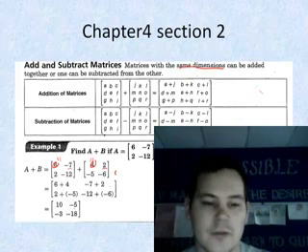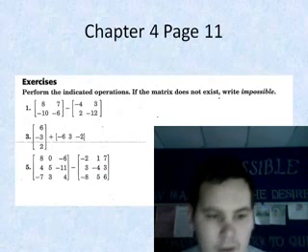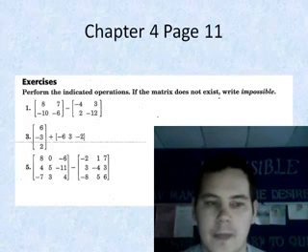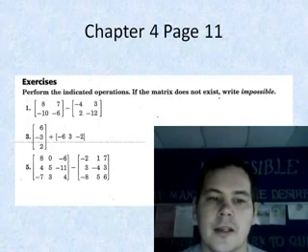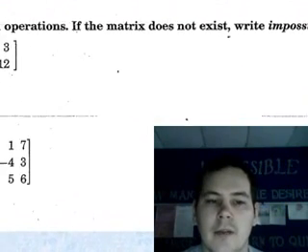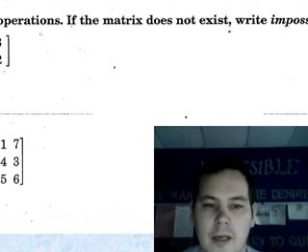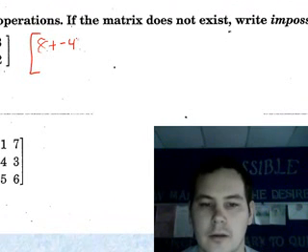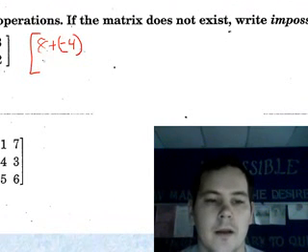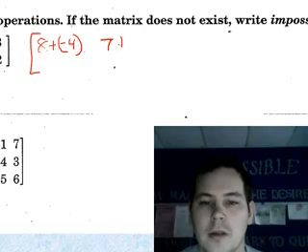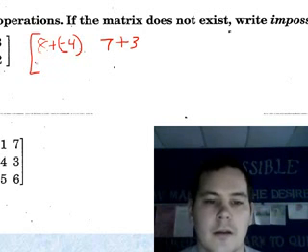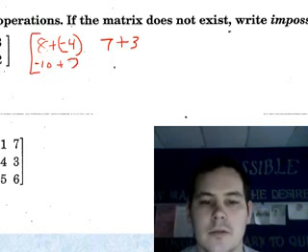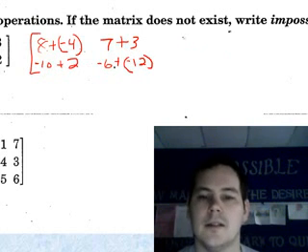We're going to take a look at a couple of the problems from your page. We're going to look at numbers 1, 3, and 5. Here I have 8 in the first one, and negative 4 in the first one here. So on my new matrix, I'm going to have 8 plus a negative 4, then 7 plus 3, negative 10 plus 2, and negative 6 plus a negative 12. Be careful with the negatives on these.